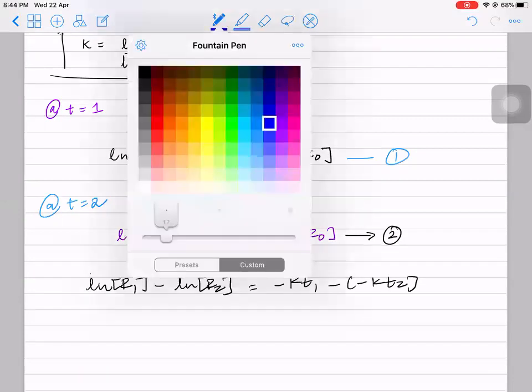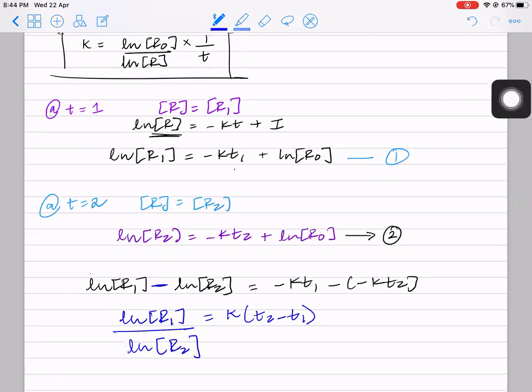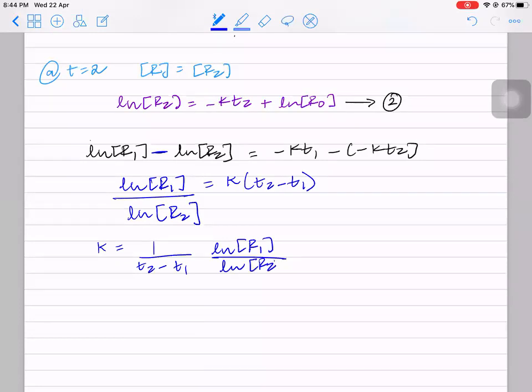You got this? You further simplify this, it becomes ln r1 upon, now since it's subtracting, right? So it's subtracting, so it'll divide, ln r2 is equals to k(t2 minus t1). Okay, and then you make k the subject. When you make k the subject, it becomes 1 upon (t2 minus t1) ln r1 upon ln r2.